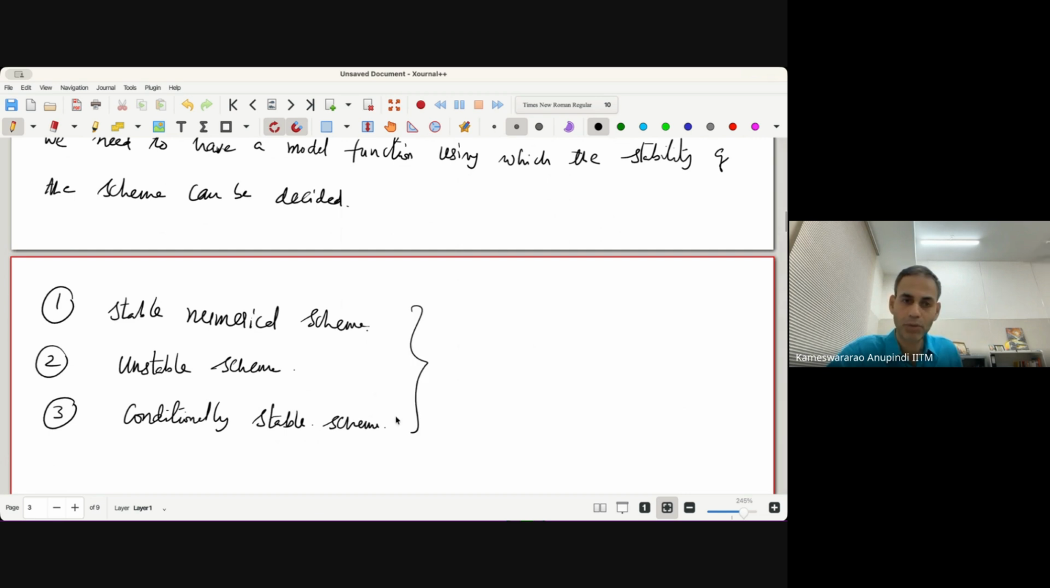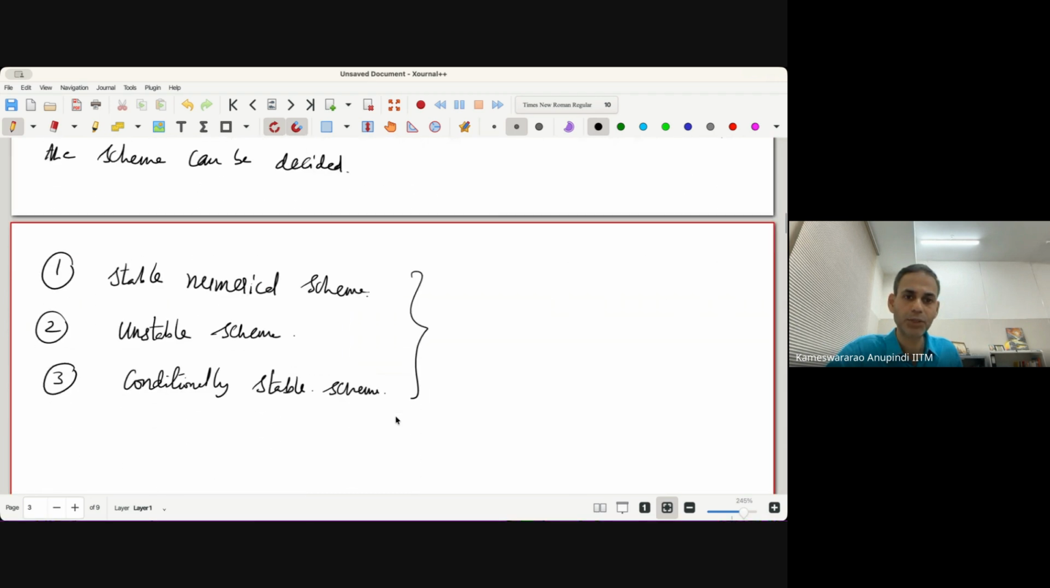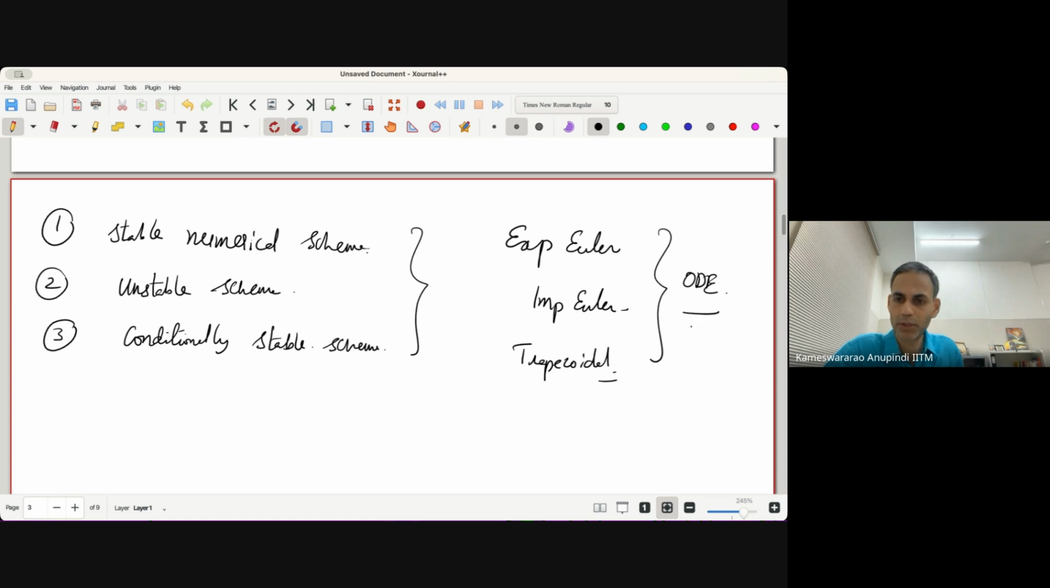So we want to apply this particular stability analysis to the explicit Euler method, implicit Euler, and then the trapezoidal methods in the context of solving ordinary differential equations. And to be specific, we are going to look at essentially the first order ODE.